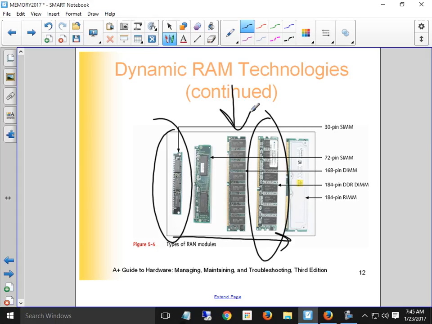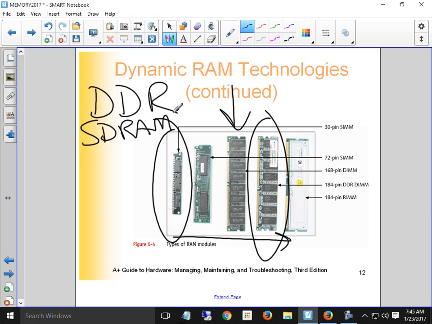The original SDRAM had 2 notches in it. We don't have any of it anymore at our school. And then to differentiate the form factor, they went to 1 notch when we started with DDR SDRAM. Okay, it's still SDRAM. It's DDR SDRAM, which is what that one is right there. And we went from 2 notches to 1 notch to physically differentiate the form factor of it.